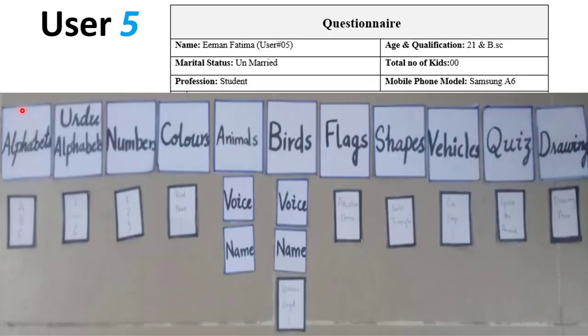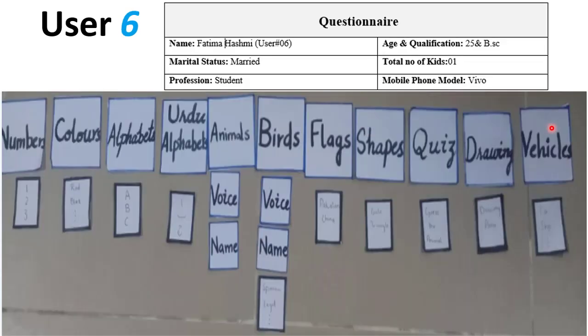User 5 did almost the same: alphabets, Urdu alphabets, numbers, colors, animals, birds, flags, shapes, vehicles, quiz, and drawing. User 6 said number 1 should be numbers, then colors, followed by alphabets, Urdu alphabets, animals, birds, flags, shapes, quiz, drawing, and vehicles.